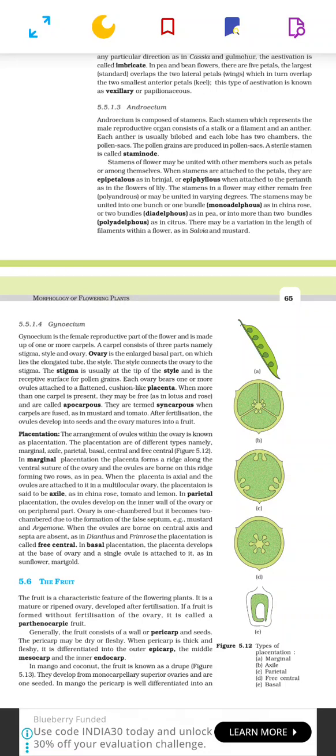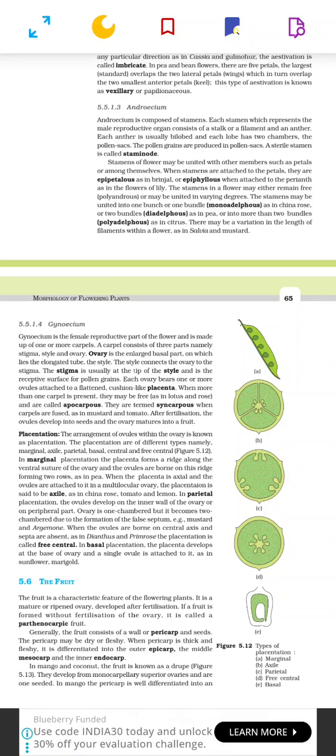When more than one carpel is present, they may be free as in lotus or rose and are called apocarpous. They are termed syncarpous when the carpels are fused, as in mustard and tomato. After fertilization, the ovules develop into seeds and the ovary matures into a fruit.